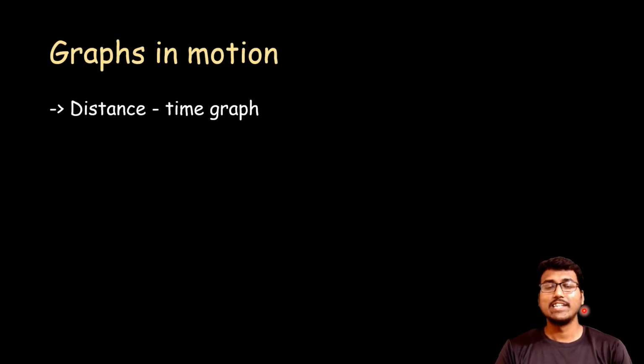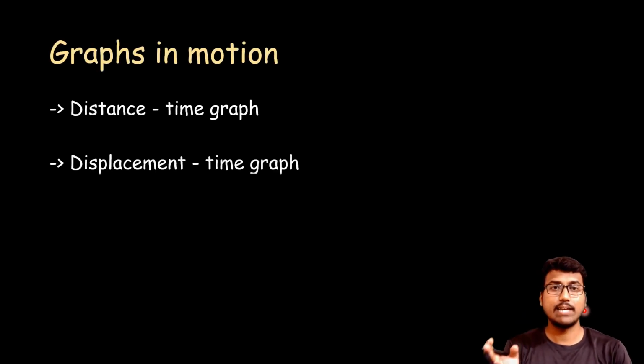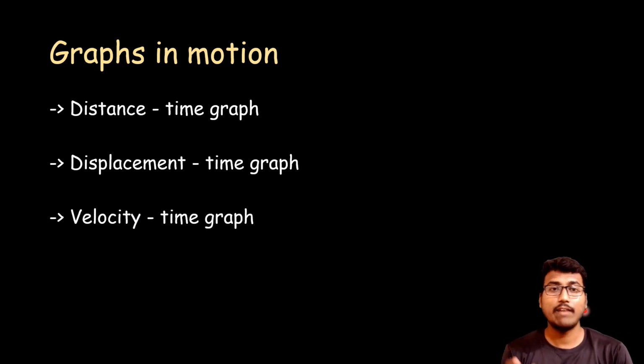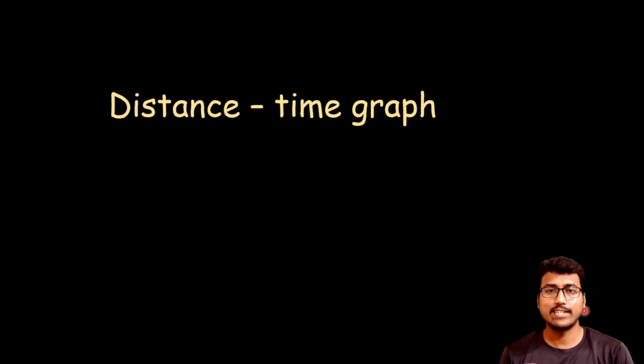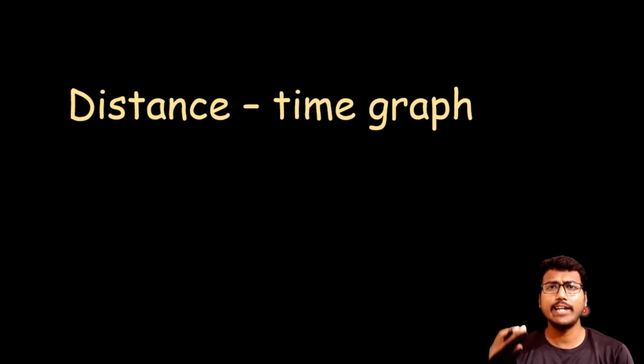Let's understand different types of graphs also. In this chapter we have the distance time graph, displacement time graph, and velocity time graph. All three different types of graphs we have. Let's understand one by one. First, the distance time graph. Let's understand the distance time graph in detail from one point to the other, then we'll go for the next one.